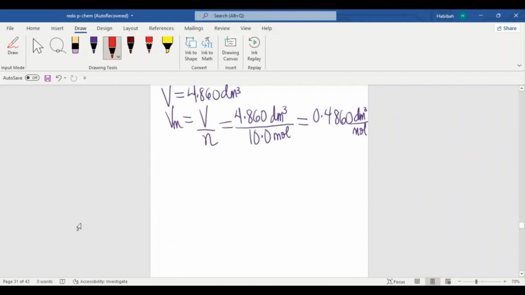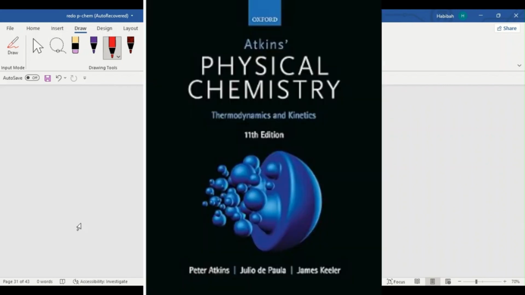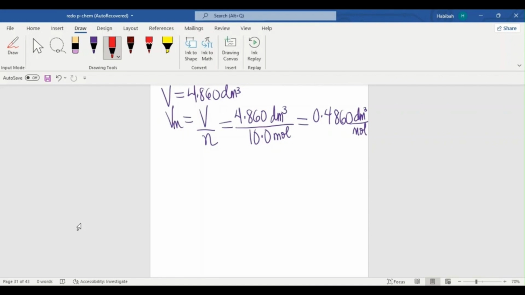So what we have to do now is go to the resource section of our physical chemistry Atkins 11th edition textbook and write out the value of A and B. So in the resource section, we determine A to be 5.507 dm6 atm per mole squared. And then we've got B to be 0.0651 dm cube per mole. So that's basically the information.